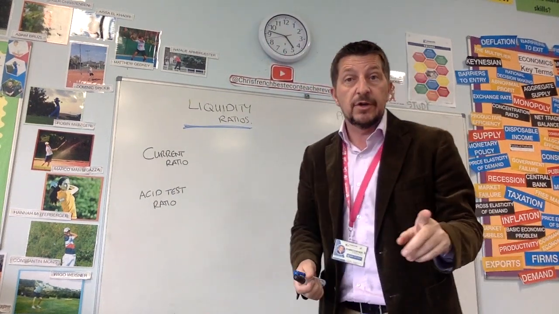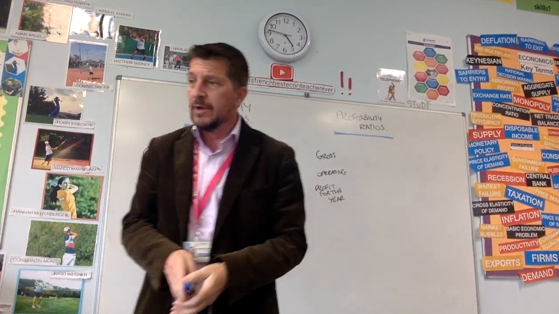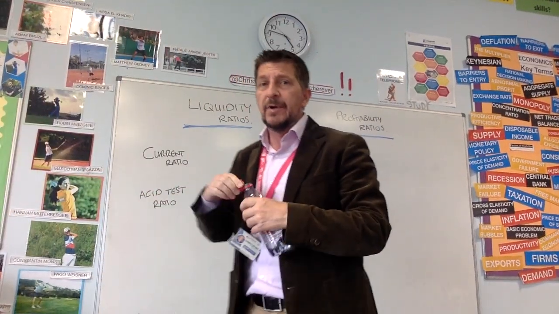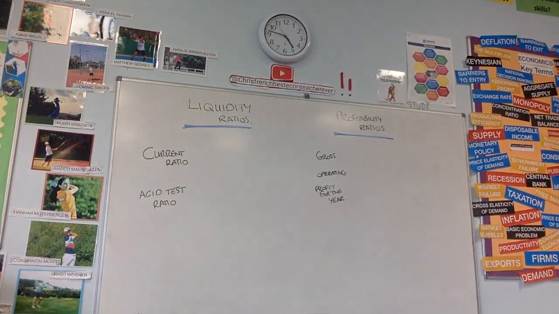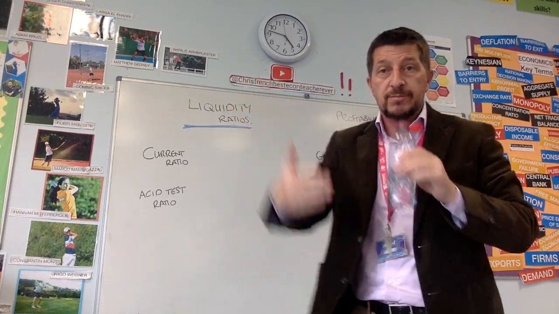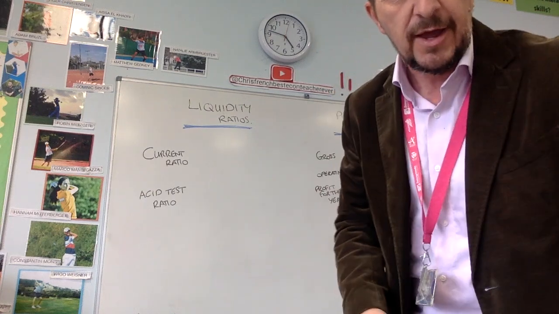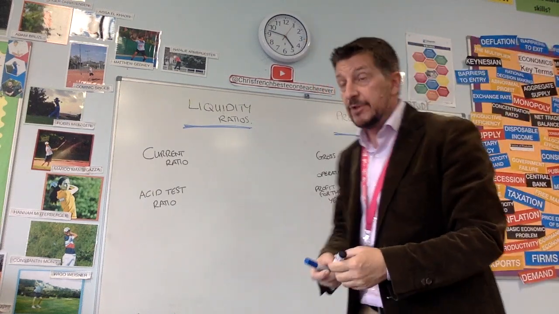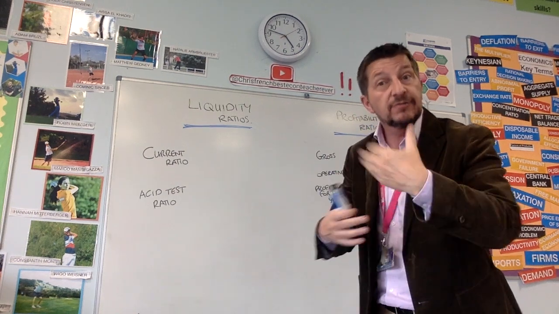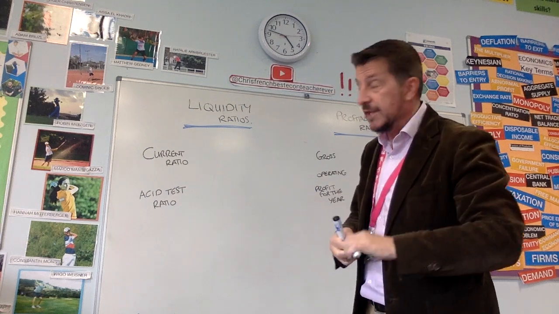The first thing we're going to do is say what is liquidity. Liquidity is the ability of a firm to pay its short-term debts. So what we're thinking about is, do we have enough value in our assets in order to pay our short-term debts? Effectively, do we have any working capital? Do we have cash flow? Do we have money moving around the business that can be used to pay those debts?